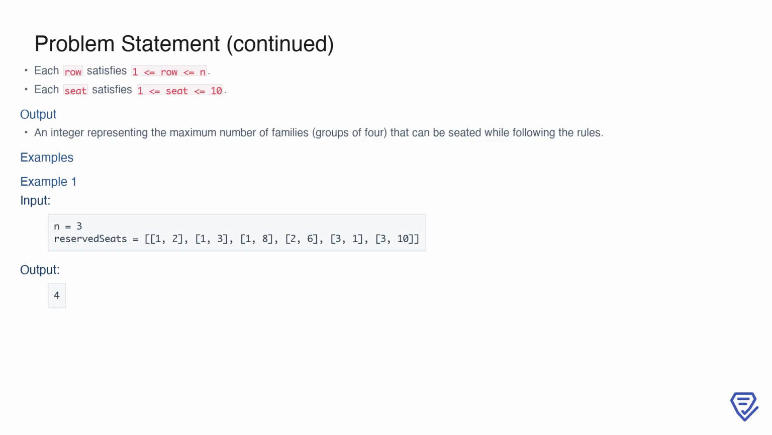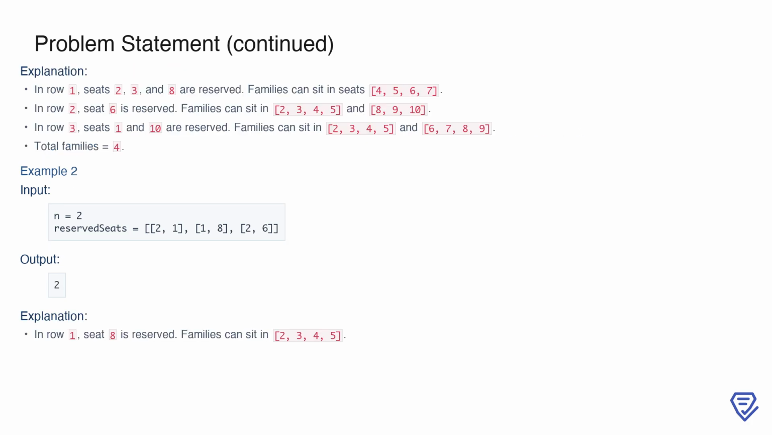In the first example, the cinema has 3 rows, and there are several reserved seats across these rows. For instance, row 1 has seats 2, 3, and 8 reserved, while row 2 has seat 6 reserved. Based on this input, the output is 4, meaning that 4 families can be seated in total while adhering to the rules. Now let's break down the reasoning behind the first example.